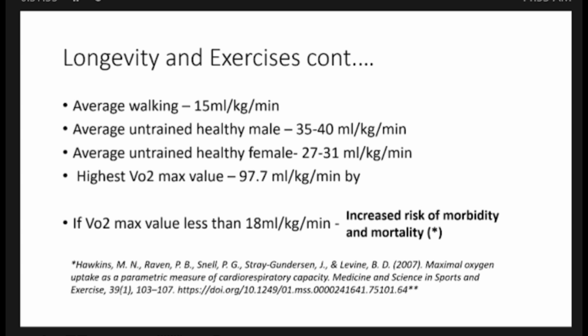And the important value for us is this 18 ml per kg. It means if your VO2 max is less than 18 milliliters per kilogram, you are at risk of morbidity and mortality. If it is very close to the moderation of work, it means your physical capacity only tallies with moderation of work and you can't go beyond that, so your long life is at risk. So you have to improve your fitness level.